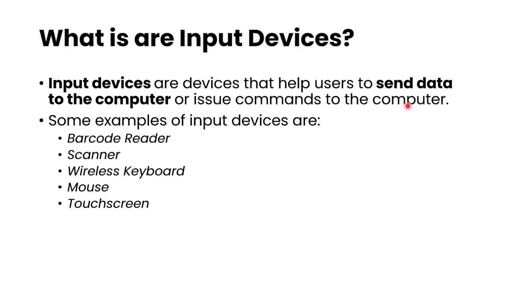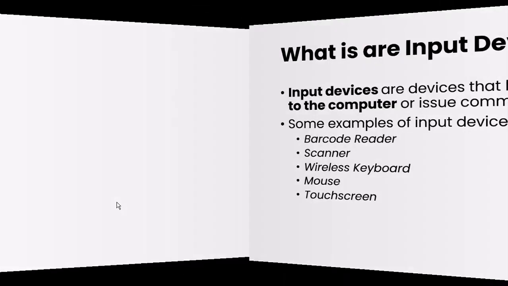Some examples of input devices that we'll be looking at are the barcode reader, the scanner, the keyboard, the mouse, the touch screen, and a whole lot of them. So these are some of the examples of the input devices we'll be looking at here.